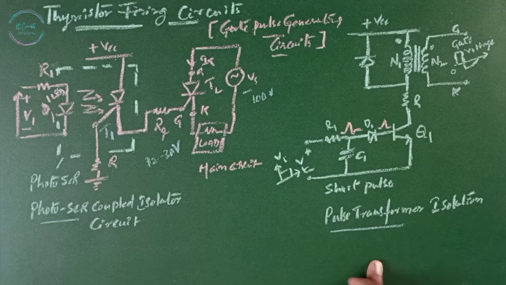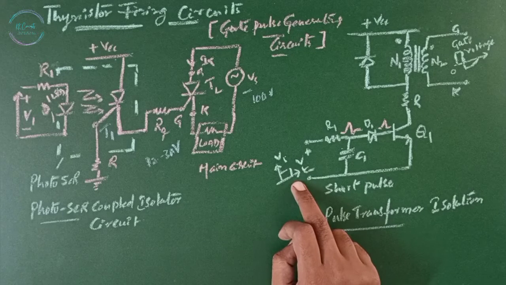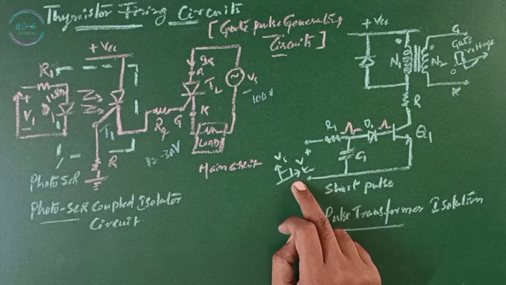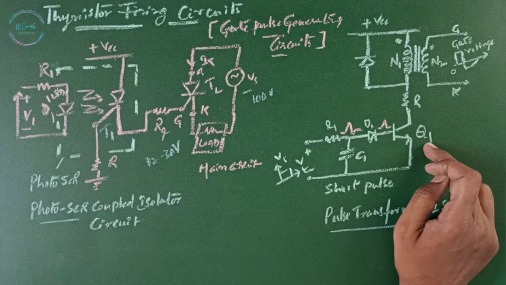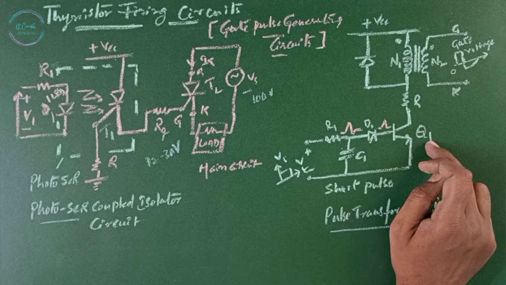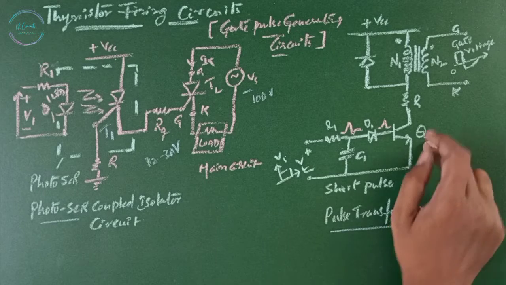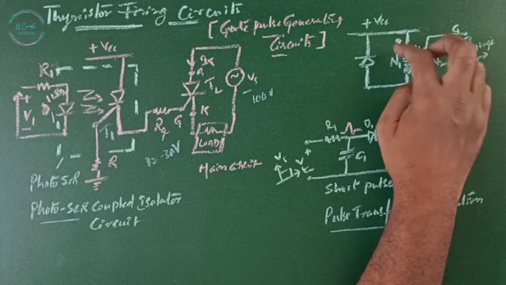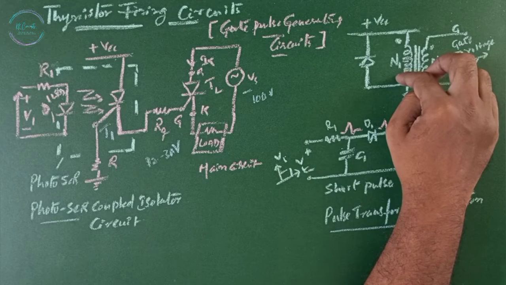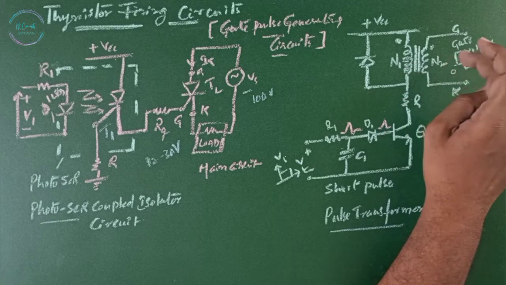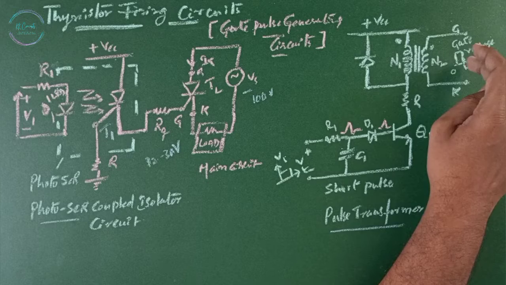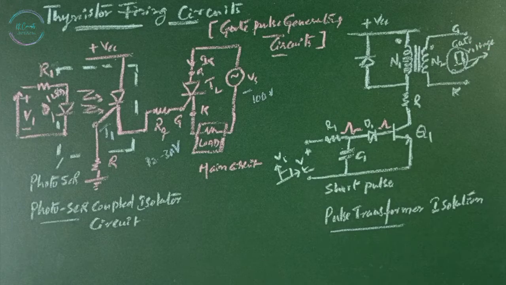Whereas this is the simplest arrangement of isolation with a pulse transformer having a short pulse. When the short pulse V1 is given to the base of the transistor Q1, then Q1 turns on. When this turns on, the VCC is going to appear across the winding N1 and this voltage is going to induce a voltage in N2. Gate pulse is generated in a short pulse.